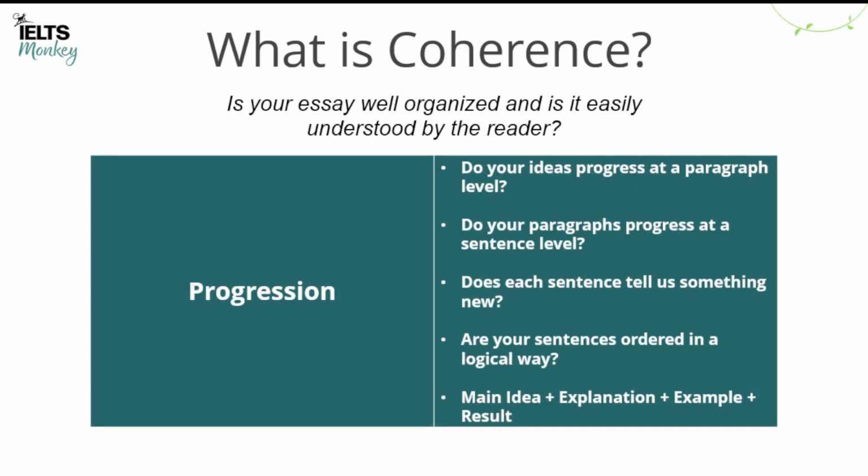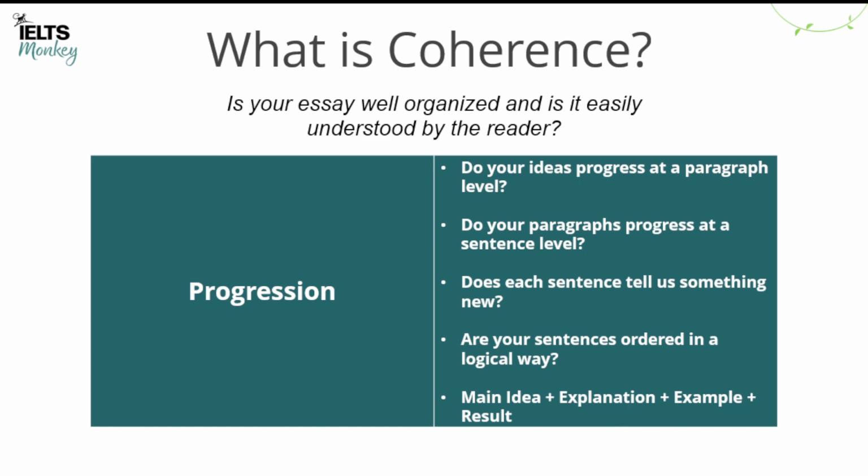Progression. Okay, so we have, in my opinion, two types of progression here. We have progression of the entire essay, in which case we need to have paragraphing, which we'll talk about in a second. But we also have progression within your paragraph, or at least on the sentence level. Basically, we want each new sentence to tell us something new, and we want this to be ordered logically. If your sentences are not ordered logically, it's not going to be very coherent. What do I mean by logical ordering? Take a look at the last bullet point here where we talk about main idea plus explanation plus example plus result.